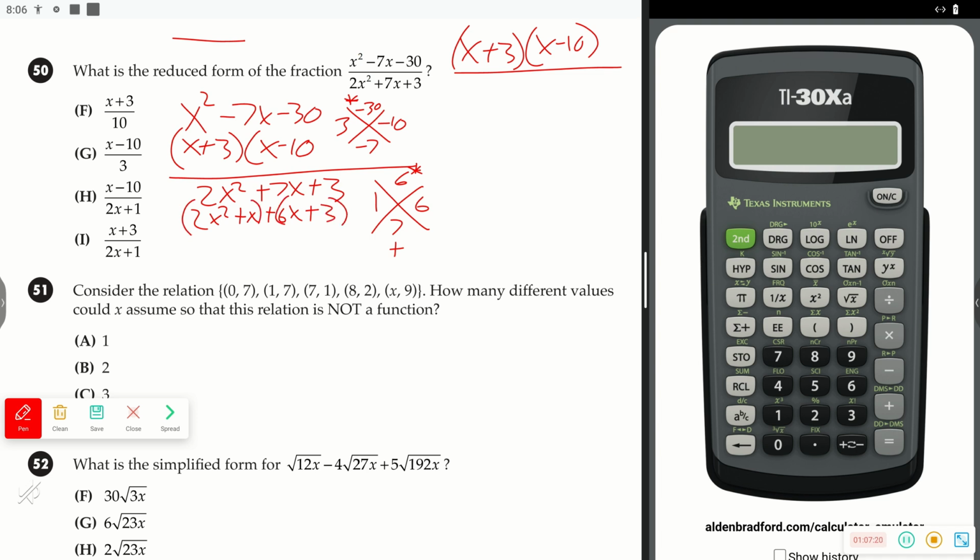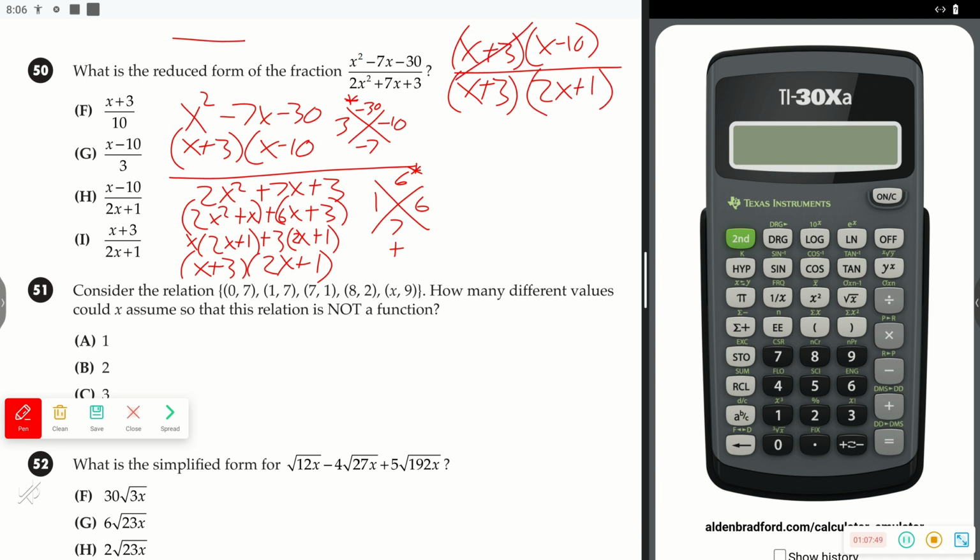We're going to pull out an x. This is going to be 2x plus 1. And then we're going to pull out a 3. And this is going to be 2x plus 1. So our factors here are going to be x plus 3 and 2x plus 1. So let's write that here. Now we have x plus 3 and we have 2x plus 1.